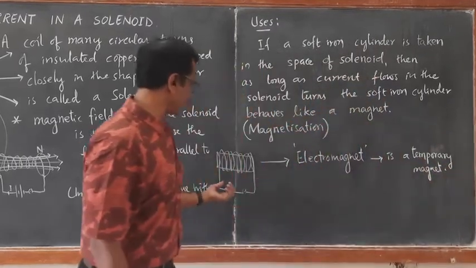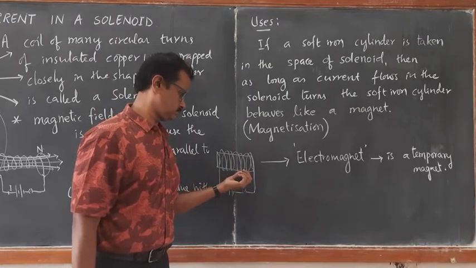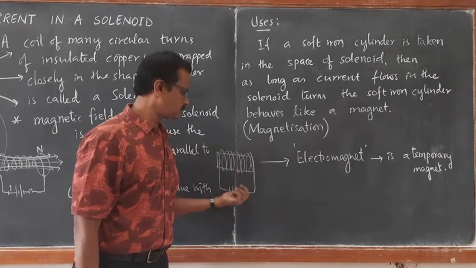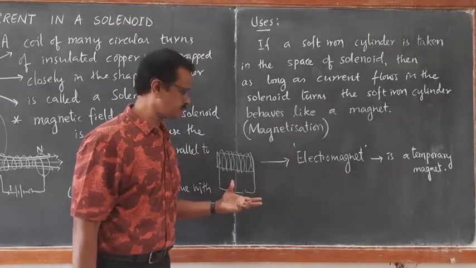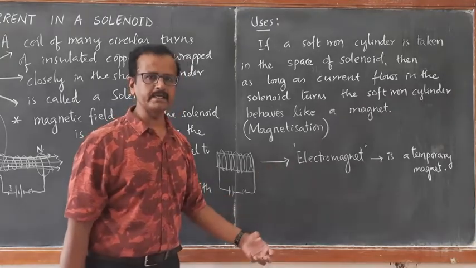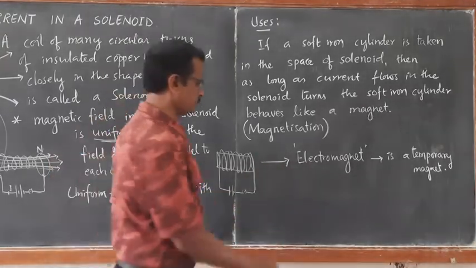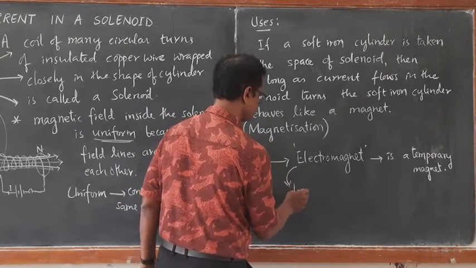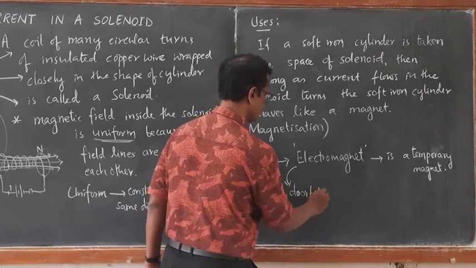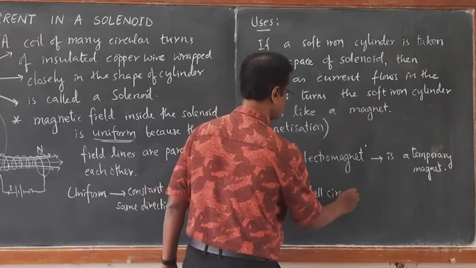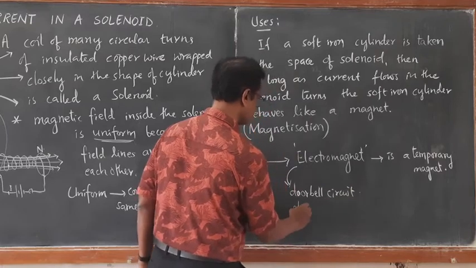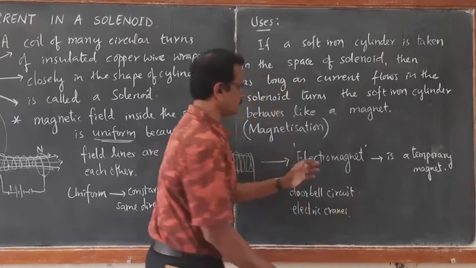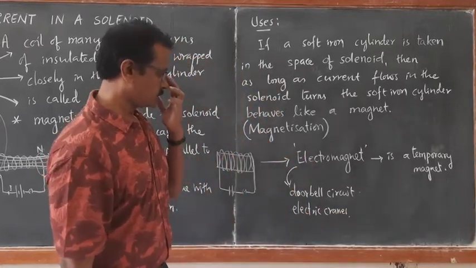As long as the current flows in the windings of the solenoid, the iron cylinder acts like a magnet. The moment you switch off, it loses its magnetization. So this is called an electromagnet. This finds a lot of applications in the doorbell circuit and in electric cranes, etc.